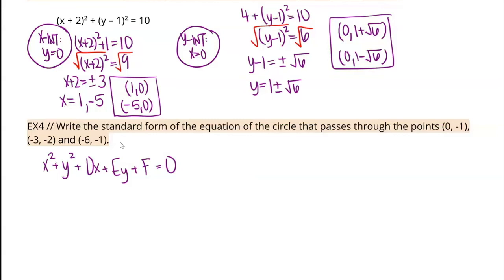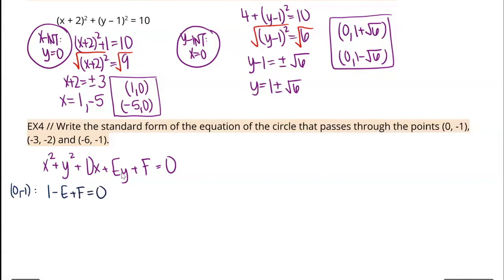So let's see what we got. We have a point at 0, negative 1, and I'm going to go ahead and plug this in for x and y. So it would be 0 squared plus negative 1 squared would be 1, plus x times d, so that term is going to be gone, that's just 0. E times y will be minus 1e, and then plus f is equal to 0.